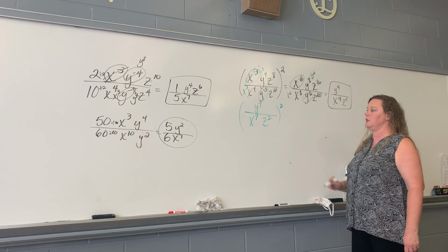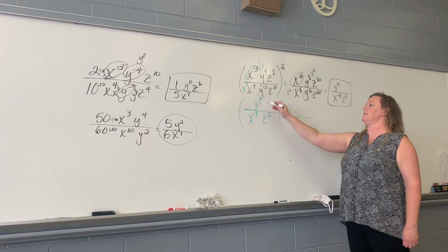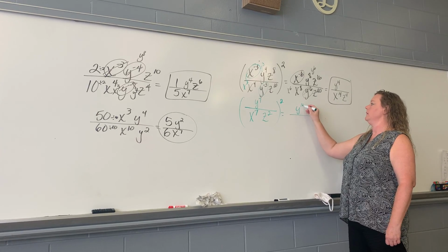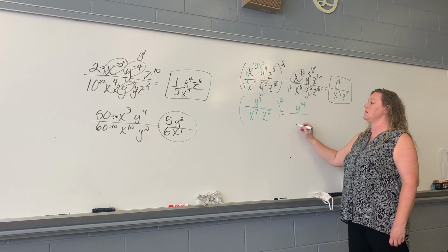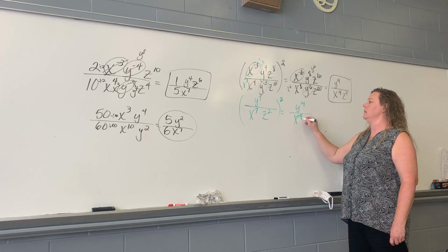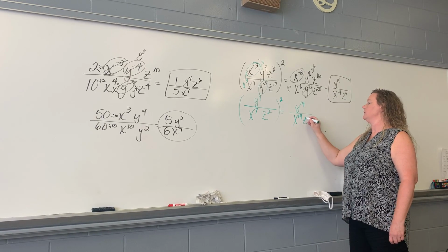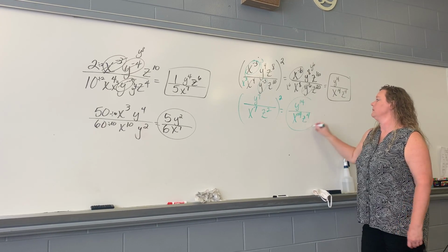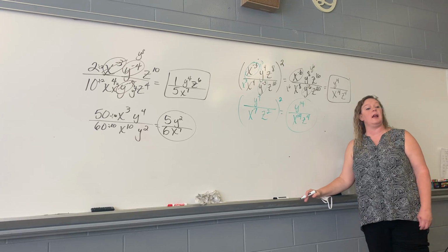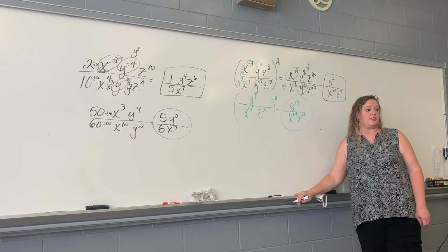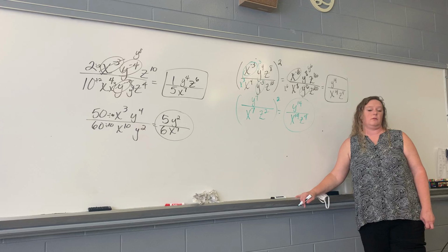Then I could do power to a power and multiply. 2 times 7 is 14. 2 times 7 is 14. 2 times 2 is 4. Did we get the same answer? Yes, ma'am. Pick which way you like it. Doesn't matter. Okay, whichever way you like to do it is fine with me.